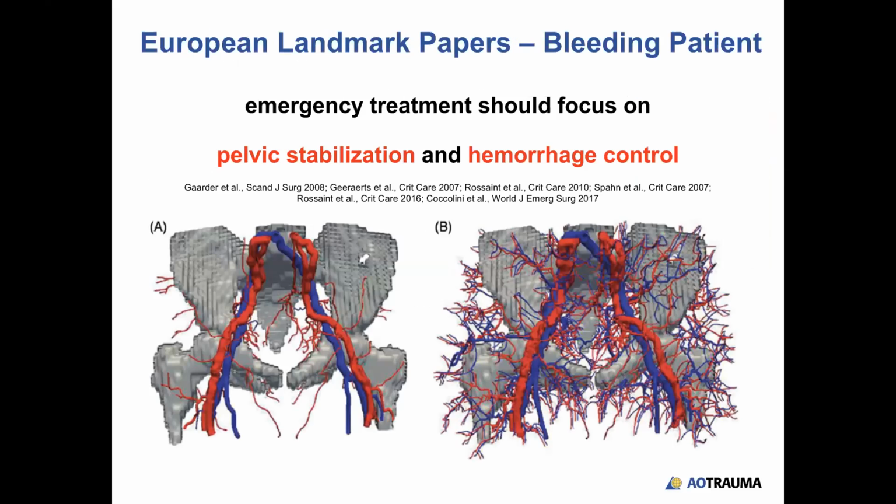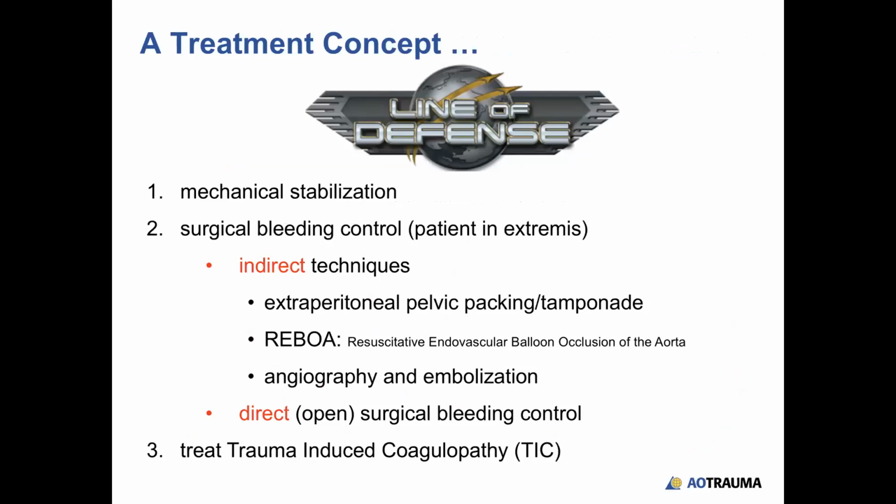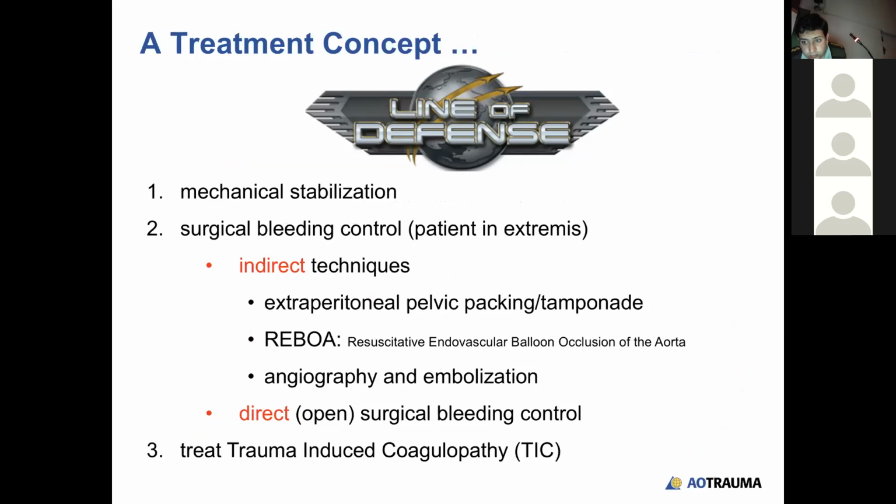And we have some European landmark papers from the last decade, which focus on pelvic stabilization and hemorrhage control. So the first thing to do in these patient groups is to perform pelvic stabilization followed by hemorrhage control. So the treatment concept is first mechanical stabilization, second surgical bleeding control in patients in extremis, which consists of indirect techniques. We propose clearly the extraperitoneal pelvic packing and tamponade. I will discuss that later. We have to consider REBOA, and we have to consider as well angiography and embolization.